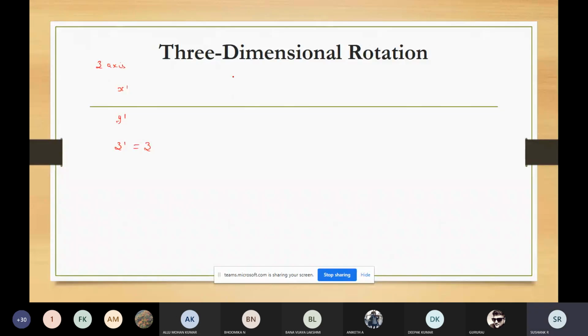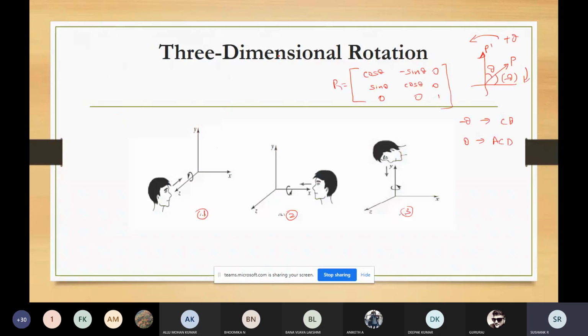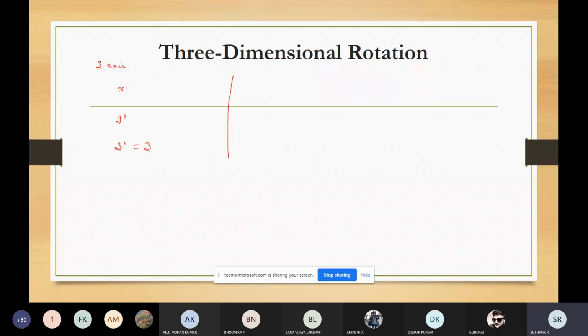The second one I'll write: when the person is checking along the x-axis, we have x dash, y dash, z dash. X dash will be x, the same point. So this is along the x-axis. The remaining one is the y-axis. For the y-axis we also have x dash, y dash, z dash. When the person is looking along the y-axis, y dash will be y.